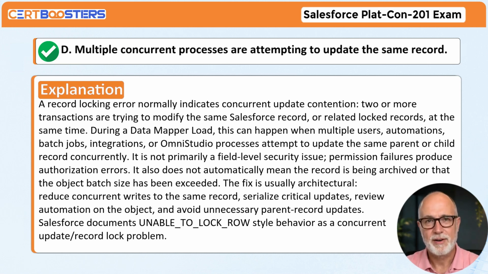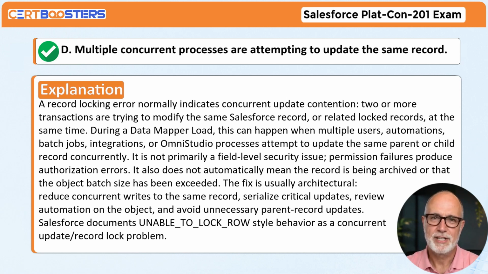Explanation: a record locking error normally indicates concurrent update contention. Two or more transactions are trying to modify the same Salesforce record or related locked records at the same time. During a data mapper load, this can happen when multiple users, automations, batch jobs, integrations, or OmniStudio processes attempt to update the same parent or child record concurrently. It is not primarily a field-level security issue. Permission failures produce authorization errors. It also does not automatically mean the record is being archived or that the object batch size has been exceeded.